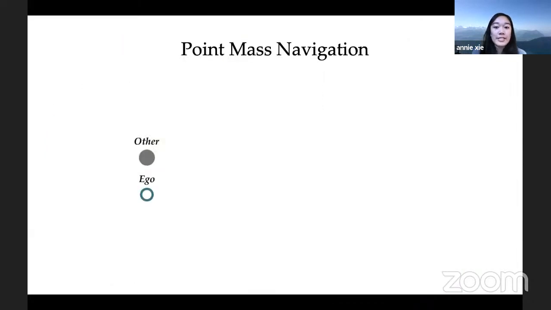We first considered a simple navigation task here with the ego agent represented by teal and the other agent represented by gray. The ego agent always starts each interaction at T1, while the other agent sits somewhere along the shaded blue circle. And during each interaction, the ego agent needs to capture the other agent as quickly as possible, but it never observes the position of the other agent and only receives reward based on how far they are from each other.